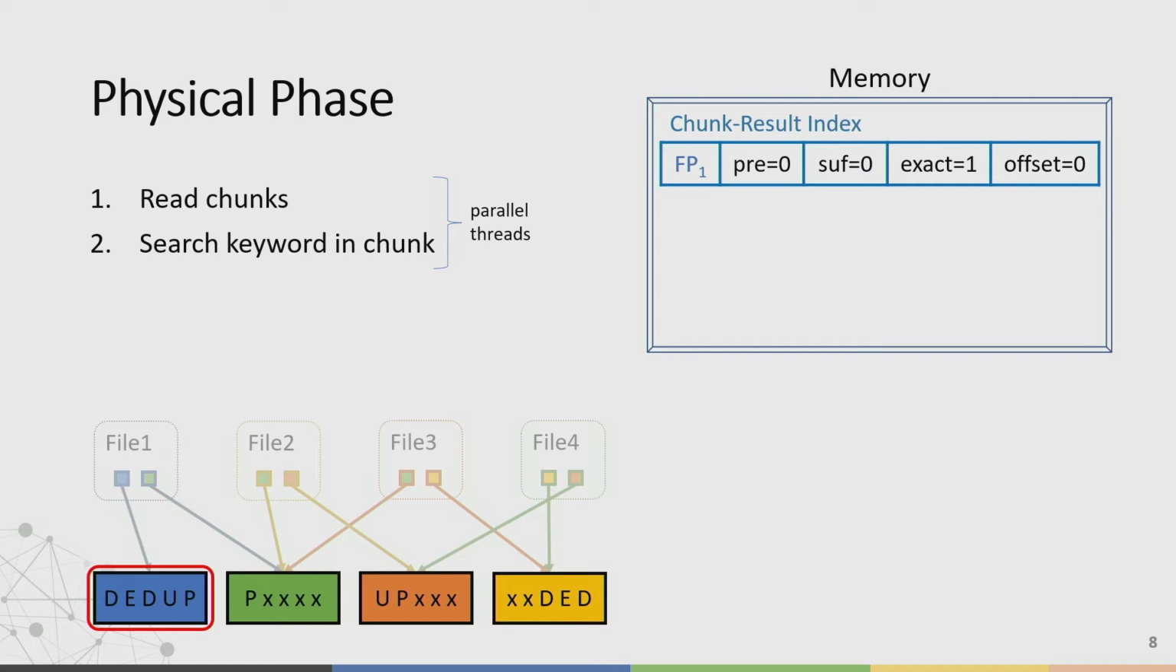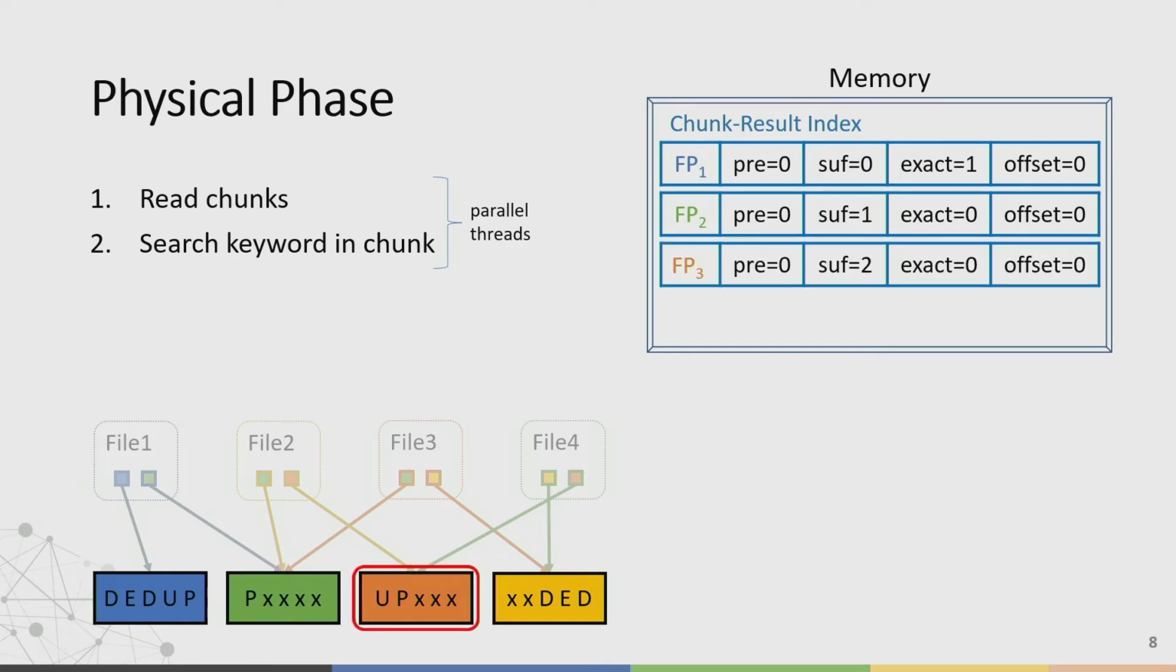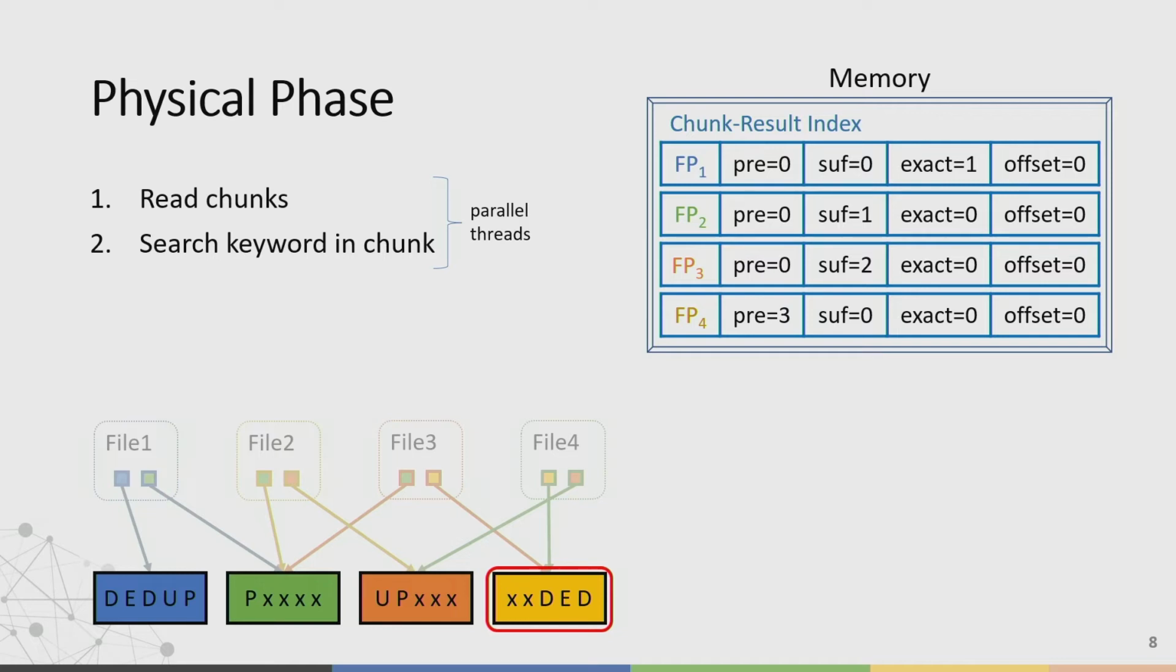We're looking for the keyword dedup, and we found an exact match here. That's why we have exact equal 1 for the first fingerprint. We continue in our scan. In the green chunk, we have a suffix of length 1, a P at the beginning. Then we have a suffix of length 2, a UP at the beginning. And in the yellow one, we have a prefix of length 3, a DED at the end of the chunk. So that's all the intermediate results we have here.